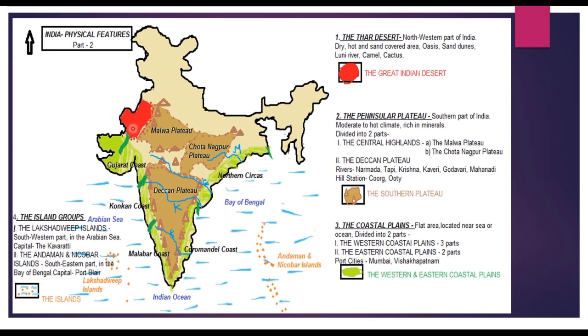Most of the desert is covered by shifting sand dunes. A sand dune is a small hill of sand formed by winds. Another feature of the desert region are oases. An oasis is an area in a desert where water is found. Some plants that grow in the desert region are khejri, cactus, babul and date palm.